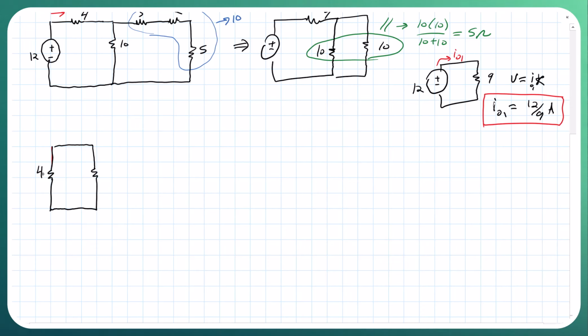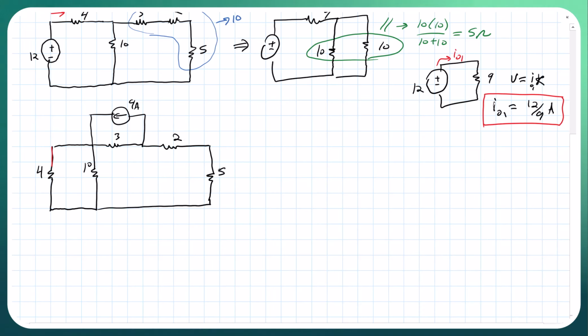This is going to be 4 ohms, 10 ohms. Here, this is 3 ohms here. Again, we're still turning off the 2 amp current source. So we got 2 and 5. So now this is our second circuit, and here we're going to call this I naught 2 for the second current that we're going to solve for. Okay.